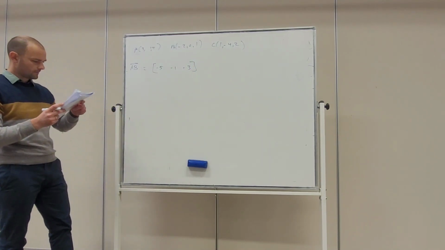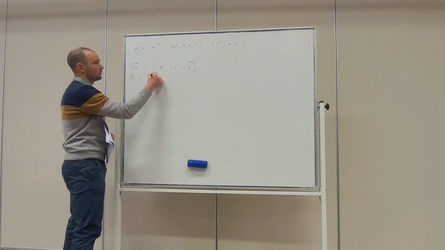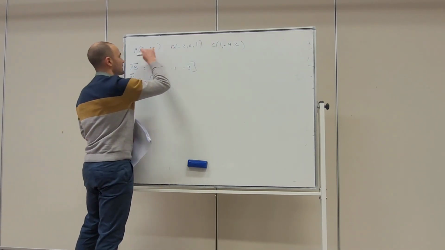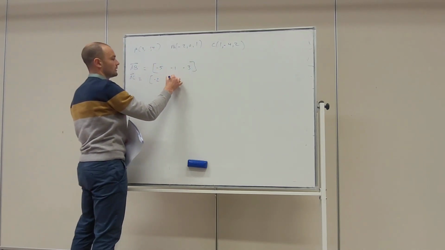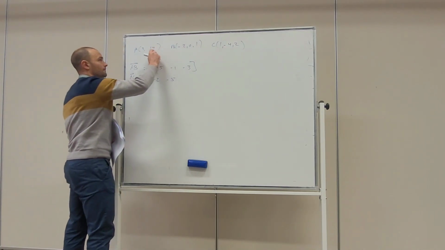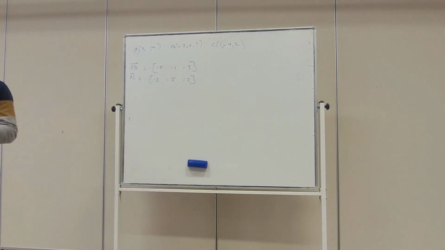Okay, there's vector AB. Find vector AC. It's the coordinates of C take the coordinates of A. 1 take 3, -4 take 1, and 2 take 4. That's AC. Very good. Okay, find -AC plus AB.